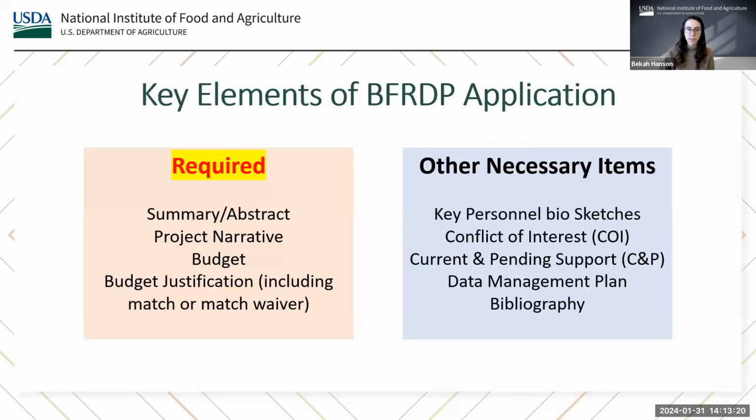There are some key elements to your BFRDP application. The required ones that are needed to get through the initial screening process, so are very important, are the summary or the abstract, the project narrative, the budget, and budget justification. Other items that are needed are key personnel bio sketches, your conflict of interest list for every project director and co-project director, current and pending support for every project director and co-project director, the data management plan, and the bibliography.